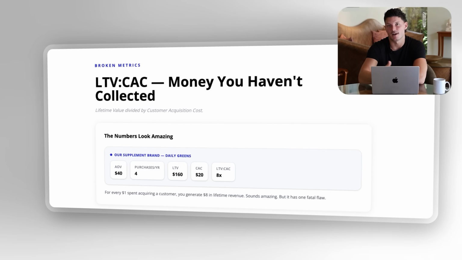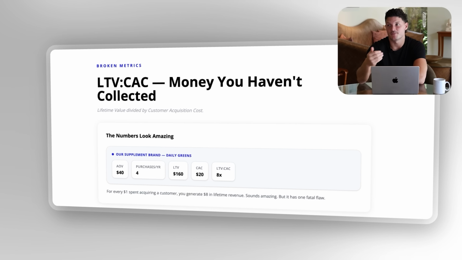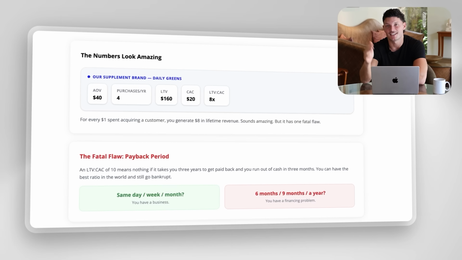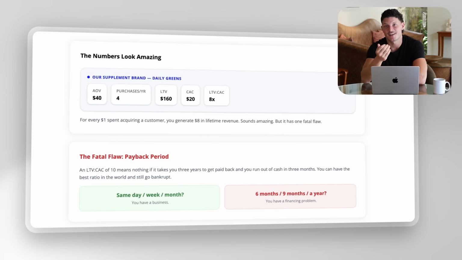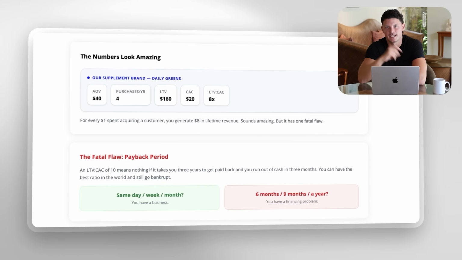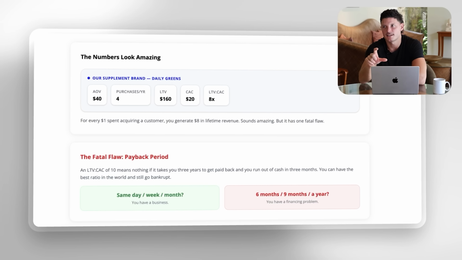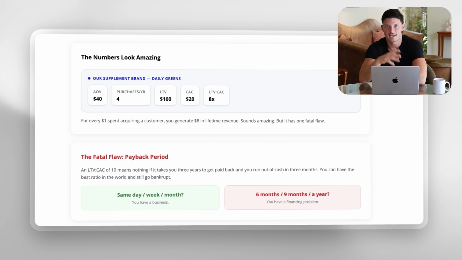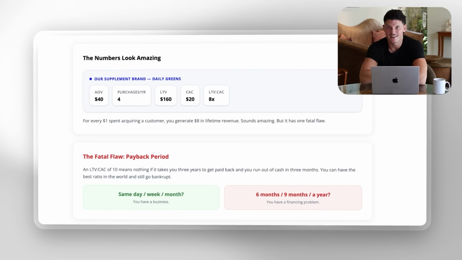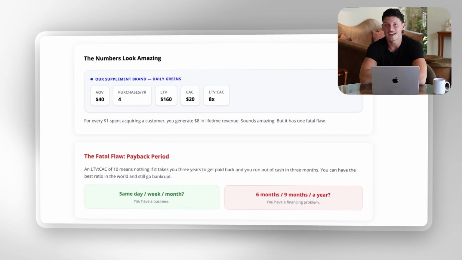And if you have solid data behind your lifetime value, it can genuinely be a good indicator of the health of your business. But it has a fatal flaw which trips a lot of people up, and that's the payback period. An LTV to CAC ratio of 10 means nothing if it takes you 5 years to get back the lifetime value, but you run out of cash in 3 months. So the real question isn't, what is our LTV to CAC ratio? It's, if you spend $20, how quickly can I get that $20 back? If it's the same day, same month, same week, cool, your business is looking good. If it's 1 year, 2 years, 5 years, then you might have a financing problem, unless you've got very deep pockets.